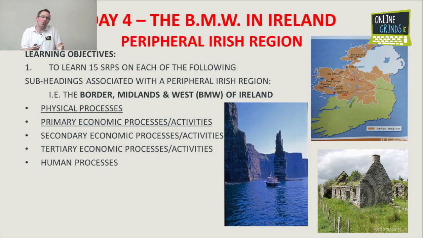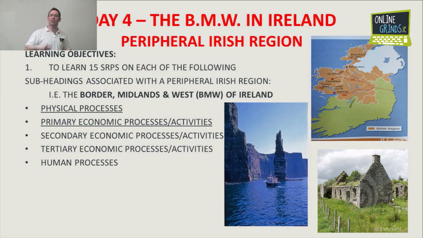On day 4 then, which would be the 4th archive grind, would be the BMW region in Ireland, and that would be a peripheral Irish region. Now focusing on the physical processes in the BMW would be kind of associated with the likes of the mountainous landscape, the peat soils, which would be relatively infertile, and the limitations that can then have when you go down looking at agriculture and looking at maybe fishing in the region as well, and the impact of the common agricultural policy and the common fisheries policy.